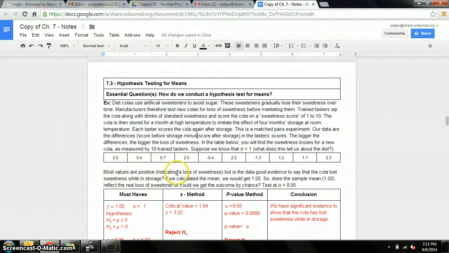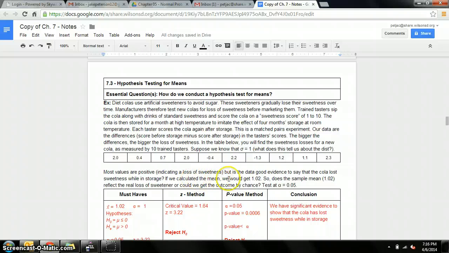So here we can see what we're doing is we're testing colas, and we have people that are taste testers and they score it from 1 to 10. And then they store it for a little while, and then they taste it again, and then they look at the difference. So a positive difference here indicates a loss of sweetness. So here you can see most values are positive, which is an indication of a loss of sweetness. Okay, so if it's a negative, that means that they thought that it actually gained sweetness. Positives lost sweetness.